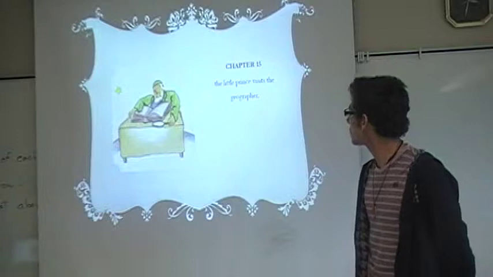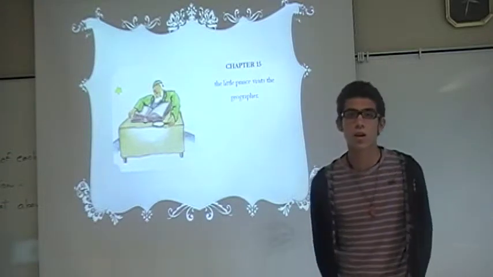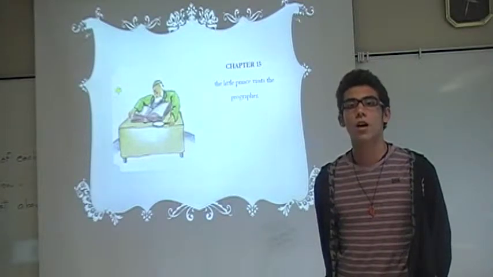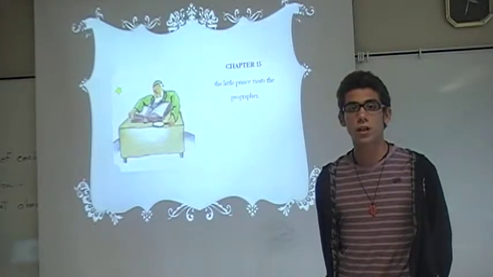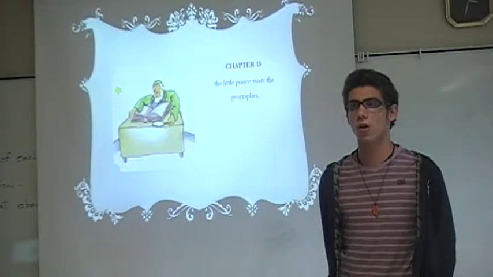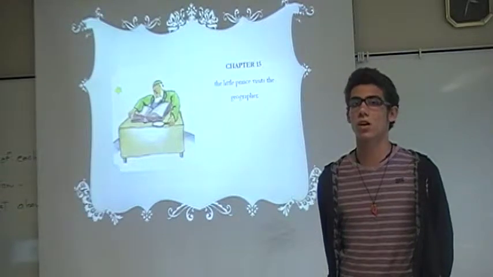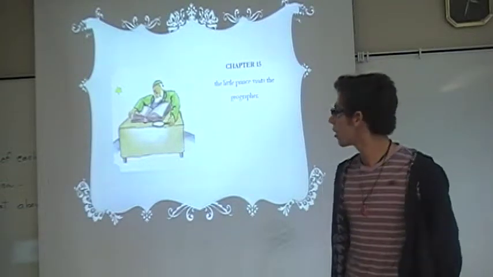Chapter 15. The Little Prince visits the geographer. The geographer says that he has a book where he can take note of all the planets, and he has the ability to say what it is and what he says that he can see.